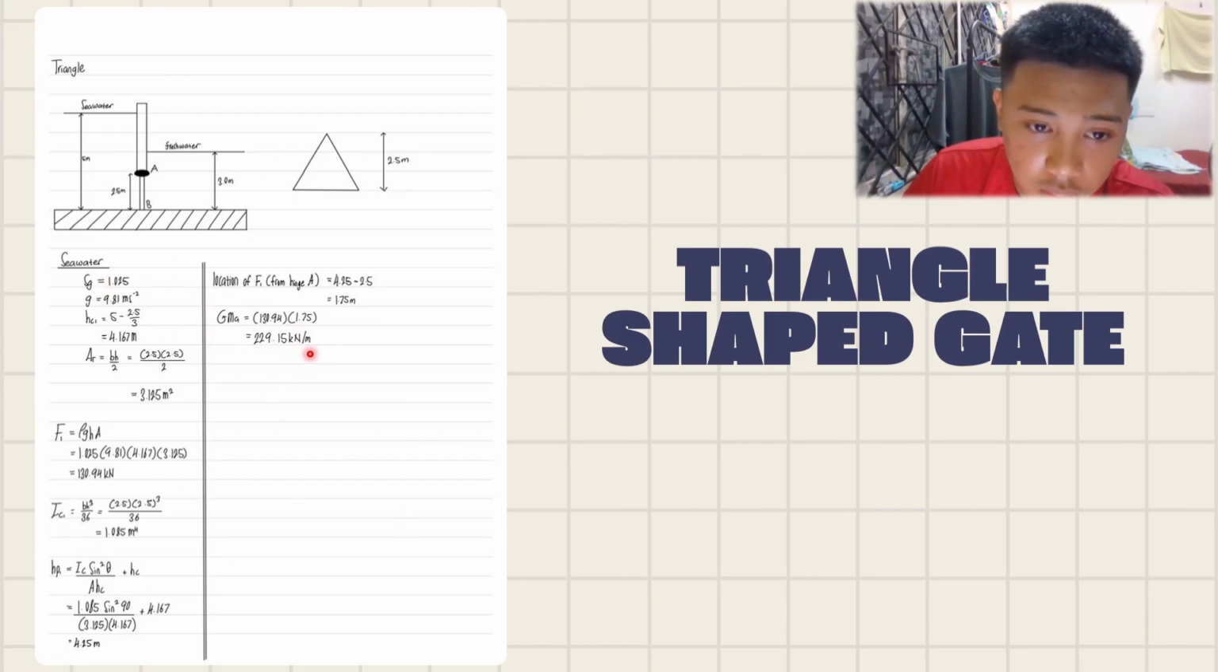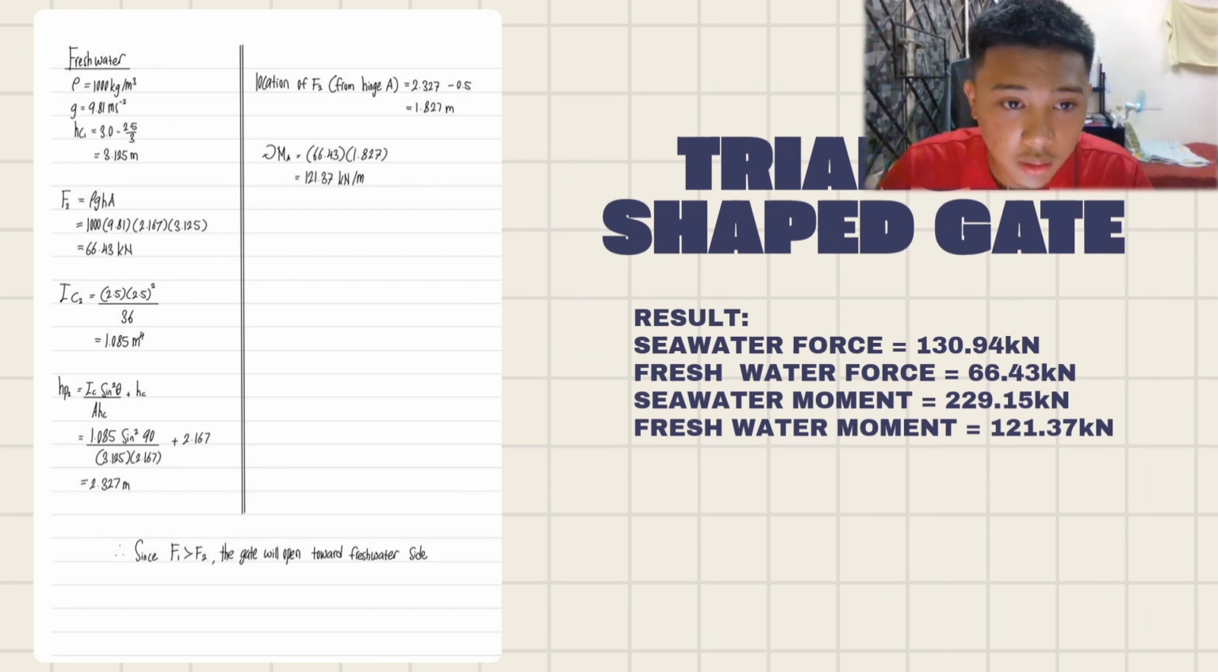So simple also, we just use the formula of force times the direction. So for the direction, we use the location of F1. So force times 1.75, we got 229.15 kilonewton meter. So that's the moment acting on the gate for the seawater side. All right, next part, freshwater.